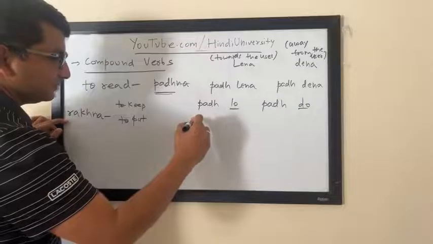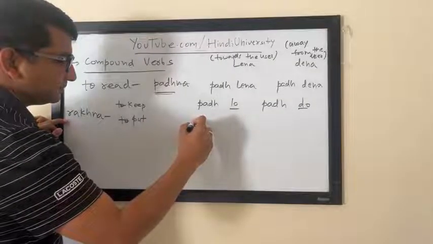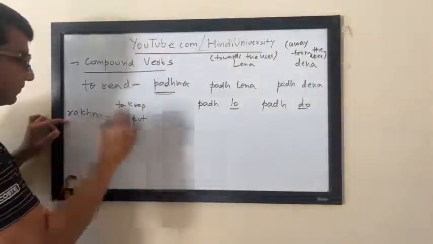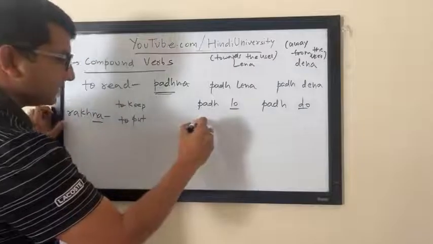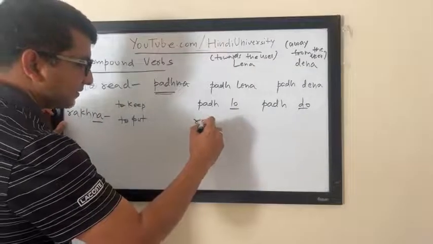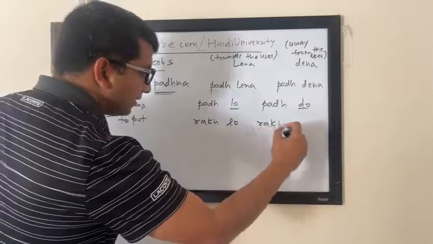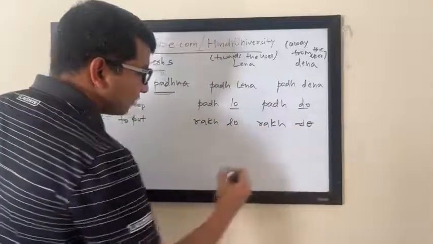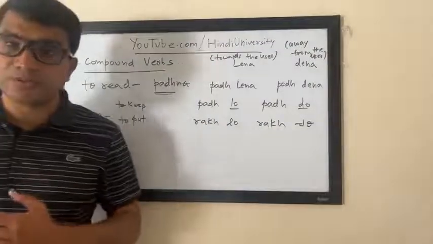Okay, I'll do it. Right now, just use the verb together. That's it. Don't worry about the sentence. Okay, rakhlo and rakhdo. Rakhlo and rakhdo. Okay, let's try to think about the scenarios.